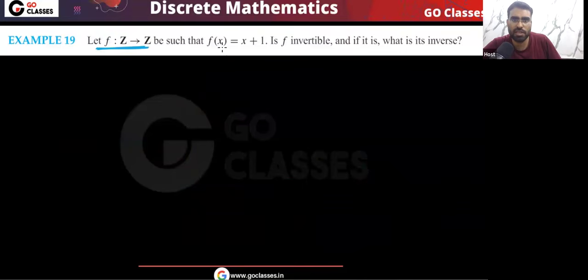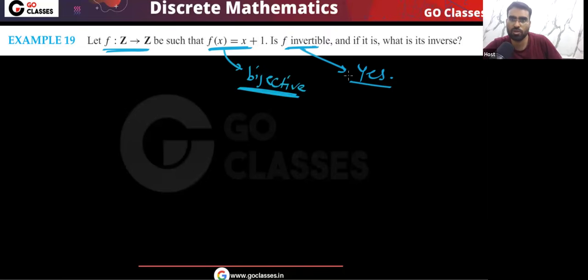f from Z to Z, f(x) equals x plus 1. Is this invertible? Quickly tell me. On your screen, this function from integers to integers, f(x) equals x plus 1. Is this function invertible? Yes, this function is invertible because it is bijective. You can check, it is injective and surjective. So this function is actually bijective. That is the reason this is invertible. Now, because this is invertible, we have to find f inverse x.